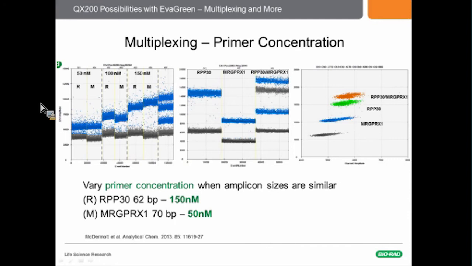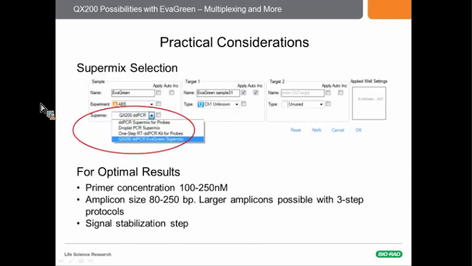Next are some recommendations we have for EvaGreen assays. Although concentrations outside these ranges may be used, these are the recommendations for most assays. Primer concentration that we suggest optimally would fall in the range of 100 to 250 nanomolar. For amplicon size, typically the optimal size is 80 to 250 base pairs. However, you can certainly generate larger amplicons of 500 to 1500 base pairs by modifying the protocol to include a third step for an extension.